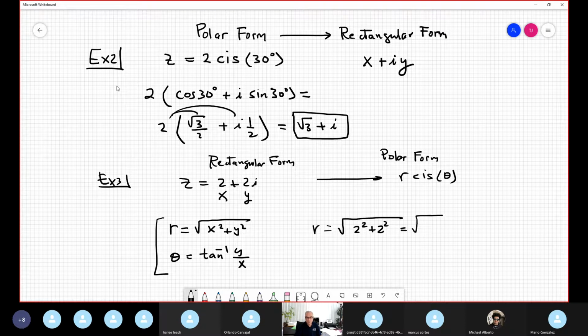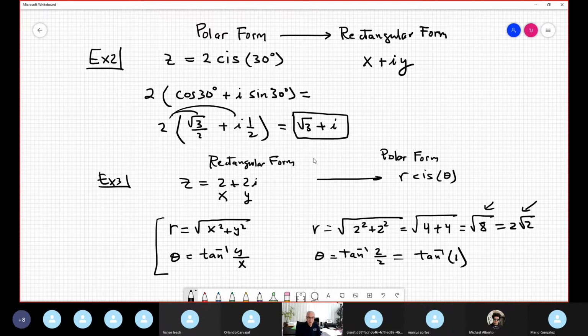2 squared is 4, and 4 plus 4 is 8, and the square root of 8 is 2 radical 2. This is r. You can leave it like that. It doesn't matter. It's not important. And theta is tangent inverse of y, which is 2, over 2. Oh, it's a coincidence, 2 and 2. And 2 divided by 2 is 1. So tangent inverse of 1.